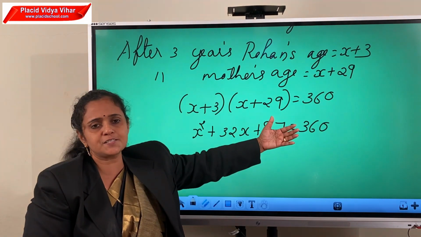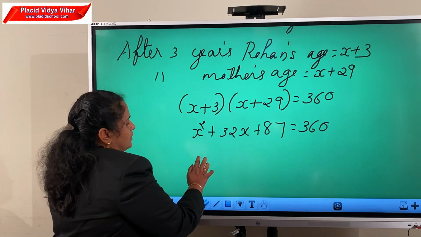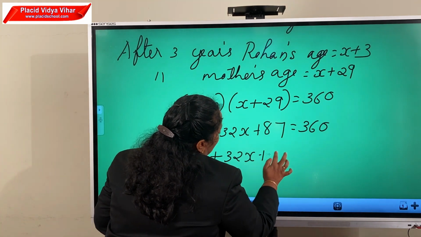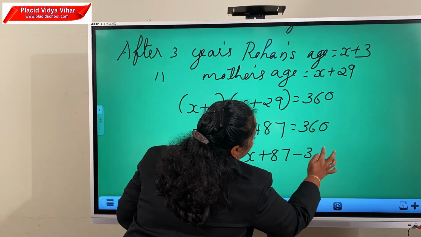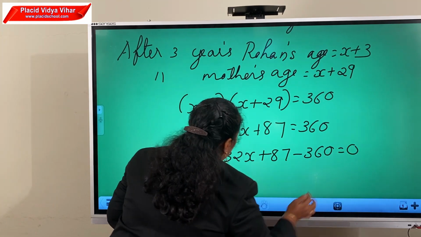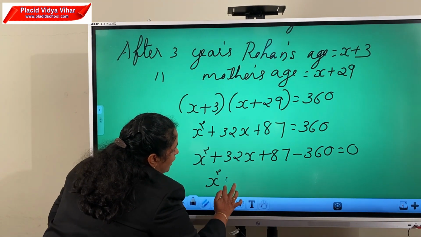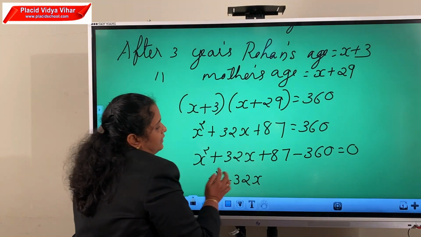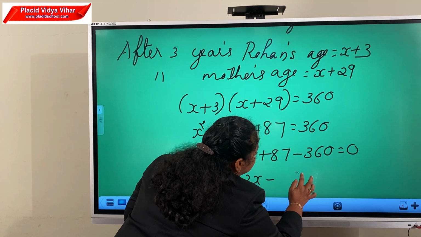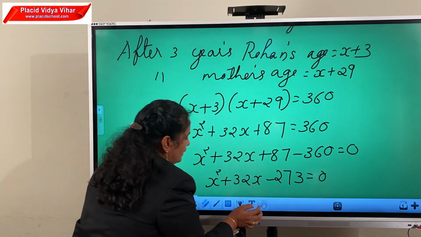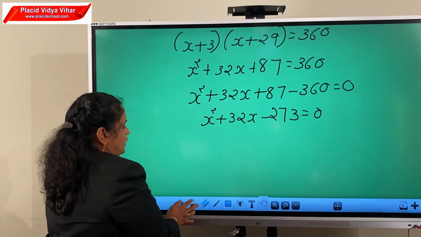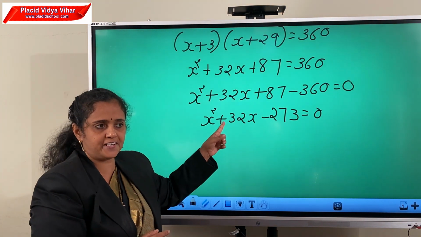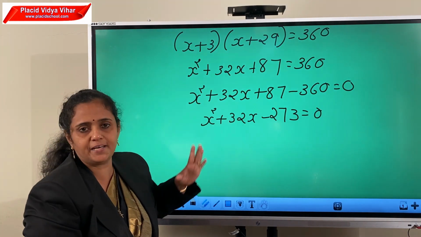The next step, that 360 also you should transpose to this side, that is x square plus 32x plus 87 minus 360 is equal to 0. That is x square plus 32x minus 360 plus 87. The answer is minus 273 equal to 0. This equation is a quadratic equation. Then we can solve this equation by either factorization method or applying the quadratic formula.